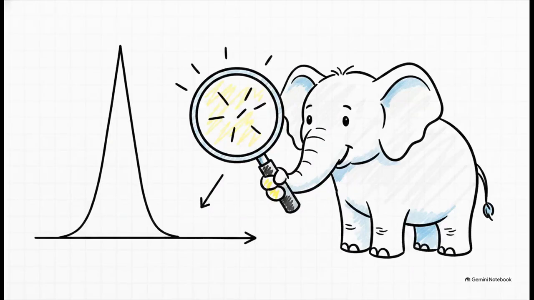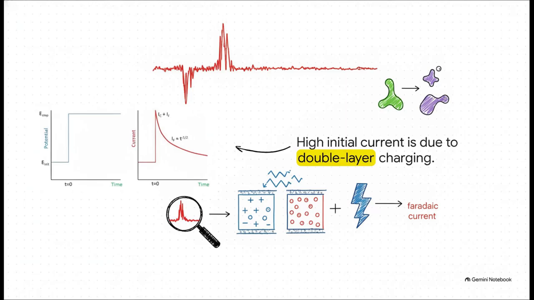We really need to address the elephant in the room here. Why does the current spike quite so violently in that split second we step the potential? Is it really just the rapid reaction of our target molecule, or is something else hiding in that initial burst of data? It turns out if we look closely at that sharp spike, that massive initial jump isn't solely from our target chemical reacting. Actually, it's heavily influenced by something called electrical double-layer charging.